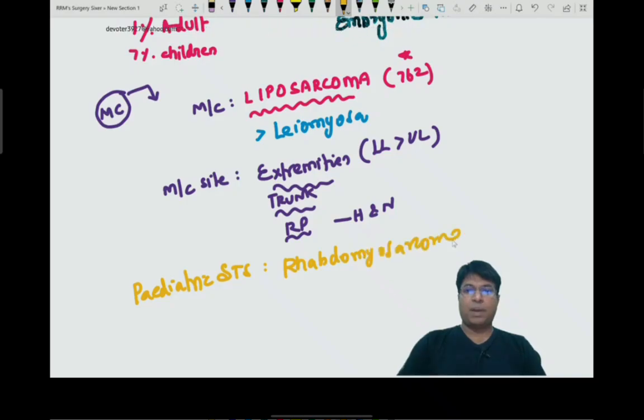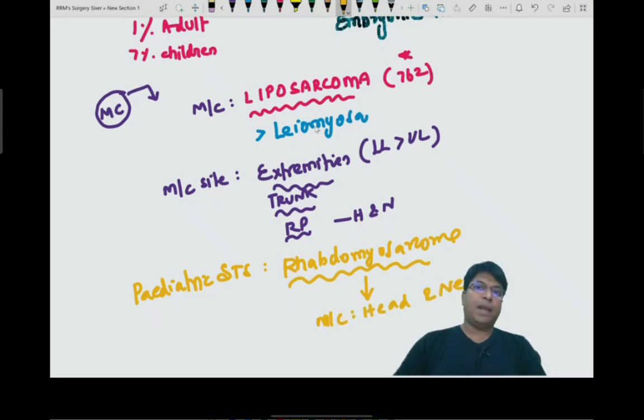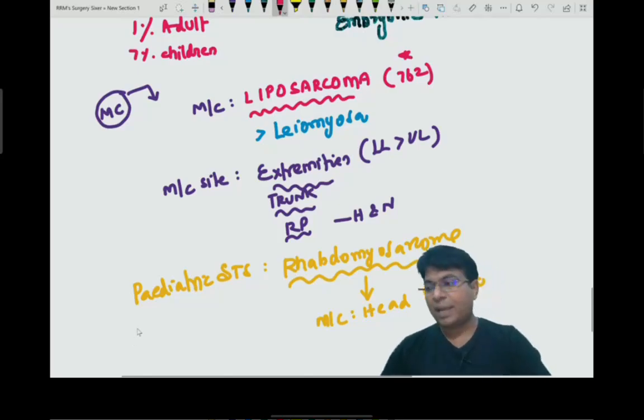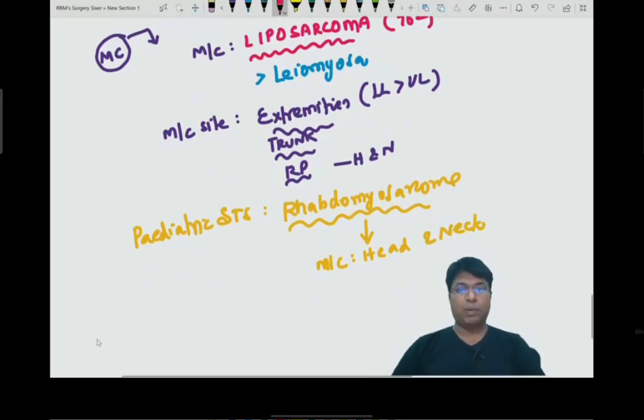Rhabdomyosarcoma is the most common pediatric soft tissue sarcoma, and it is most common in the head and neck. Head and neck is the most common site of rhabdomyosarcoma. You can also get another question: what is the most common retroperitoneal soft tissue sarcoma? Again, please don't forget, it is also liposarcoma.